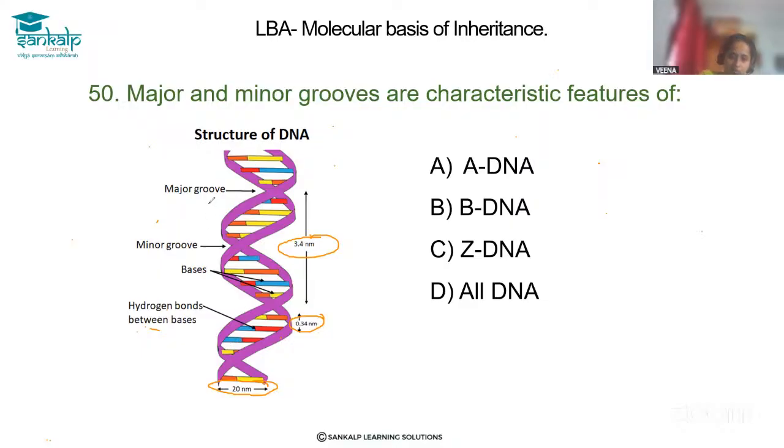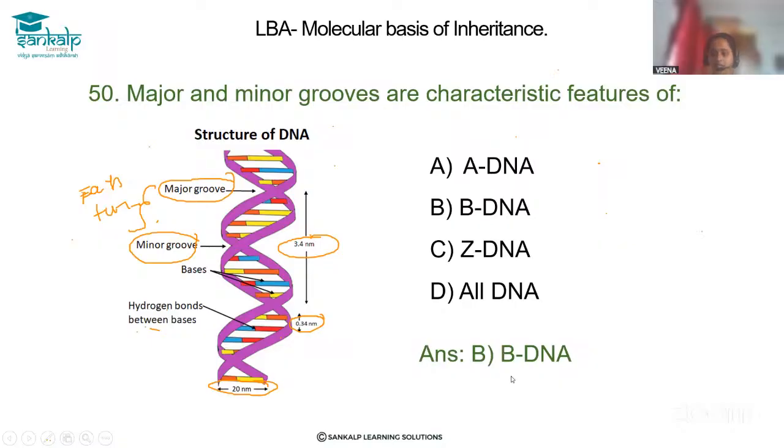And if you observe, it contains two grooves. This is called the major groove, and this is called the minor groove. Both grooves are present in each turn. Each turn contains both major and minor grooves. So this is the characteristic feature of B-DNA. The correct answer is B, that is B-DNA.